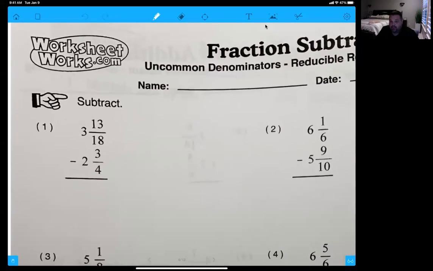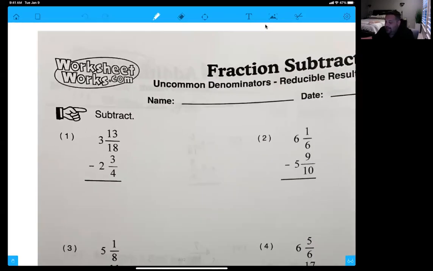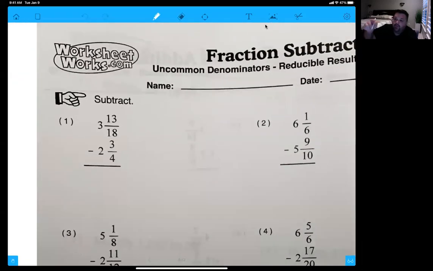Let's go to the subtraction. Now, the subtraction is basically the same thing, except before, when we had an improper fraction, we had like 1 left over and we were adding it over. Now we have a problem. Now we're basically taking it away and adding it back to the fraction to be able to do the subtraction. I'll show you what I mean.